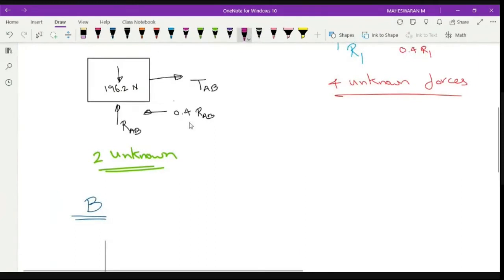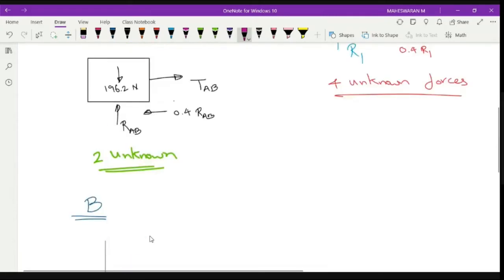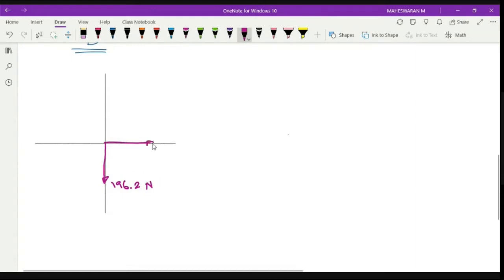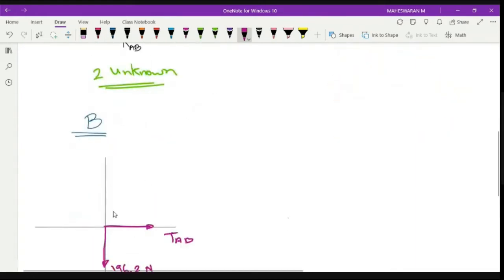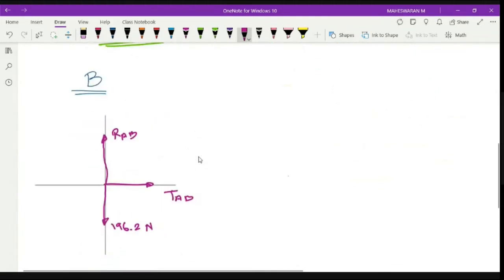So what are the forces we have? So 196.2 Newton is acting in the downward direction. Next, TAB along this direction. This is TAB. RAB towards the upward direction. So this is RAB. And another one, 0.4 RAB, which is your friction force, that is in the opposite direction. So this is 0.4 RAB. Right? These are all my forces.